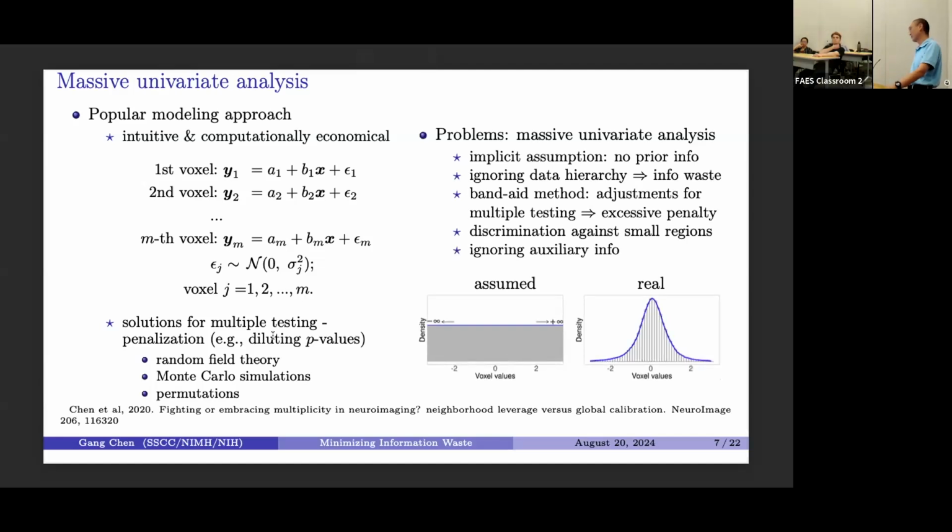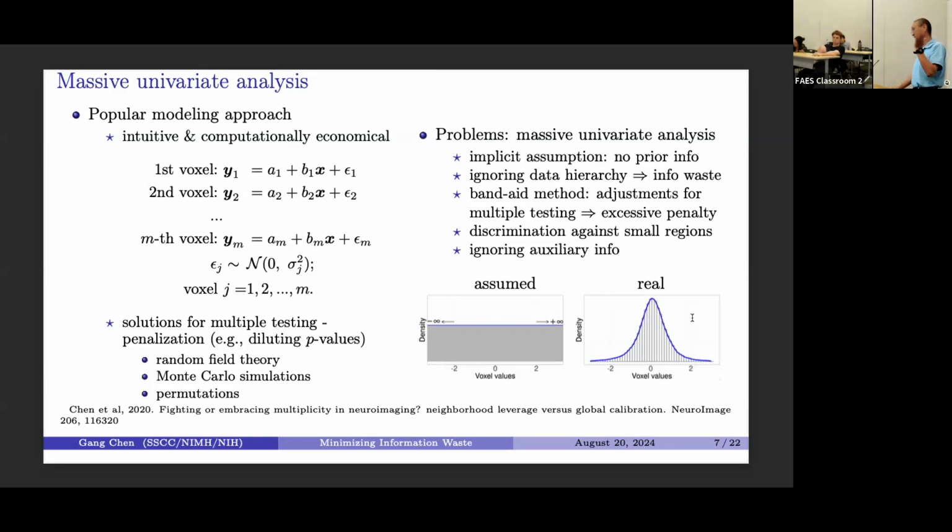But the fundamental problem is this. Because we assume all the voxels, we have no prior knowledge about their relationship. That's why we assume a uniform distribution, this horizontal line. When we build a model, we have no knowledge. The effect can be anywhere from negative infinity to positive infinity. That's the underlying assumption. In fMRI, that's what everybody does.